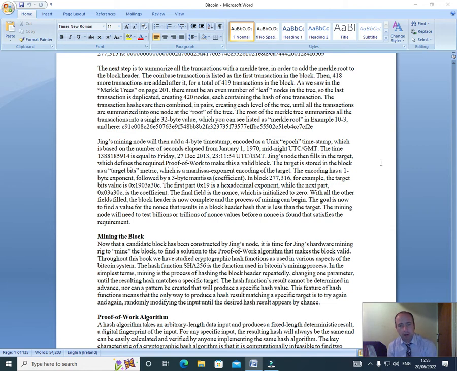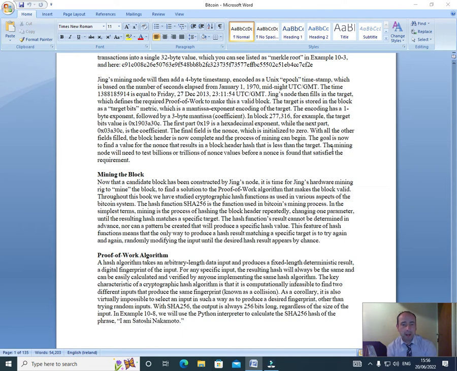The root of the Merkle tree summarizes all the transactions into a single 32-byte value, which you can see listed as Merkle root in example 10-13 and here. So again, I'm not going to read all this out, I don't have time, but you can see it there anyway.